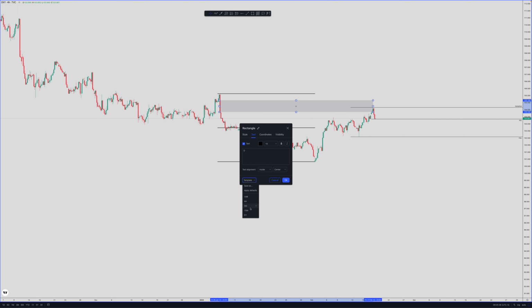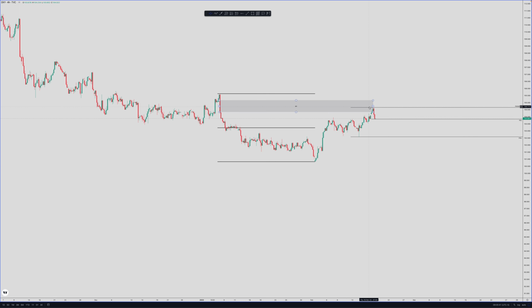Let me change the name for H4. So far we've rejected this. I'll even use the fib just to keep an eye, because we know that 50% of imbalances can be respected quite highly. We haven't quite reached 50% yet, so I'll keep an eye on it with that.